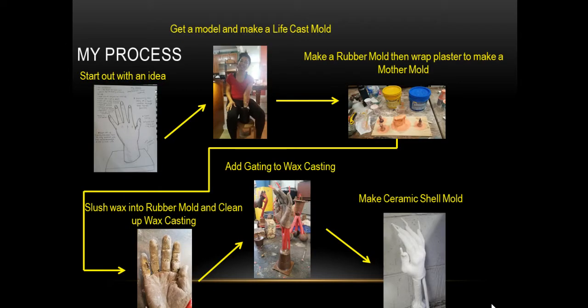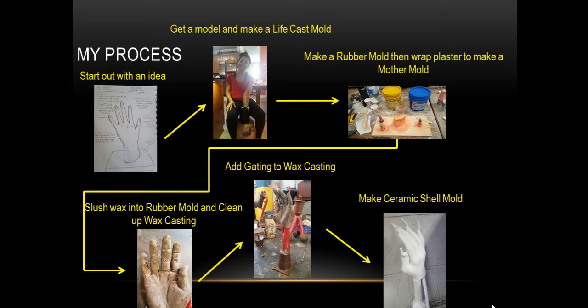So my process starts out with an idea. My first idea was to make a small sculpture of a person. I realized quickly that it wasn't going to happen because I didn't have time. So I then decided, hey, why not make a life cast? My mother was my model, and we used a life cast mold, which was an algae-safe mold.